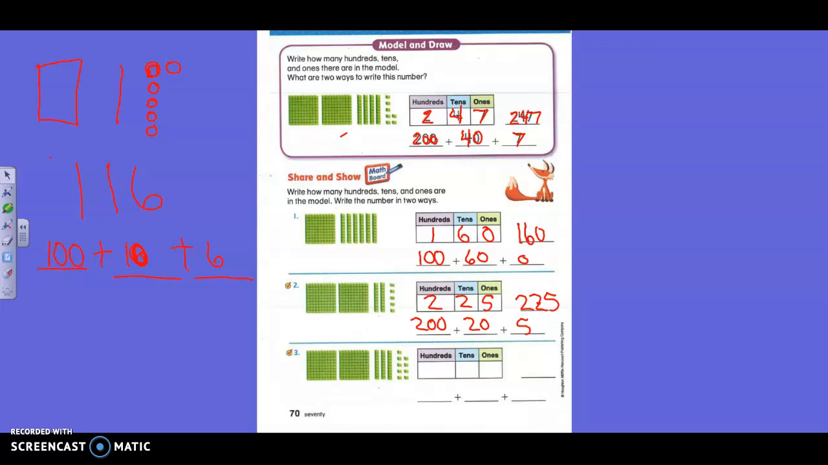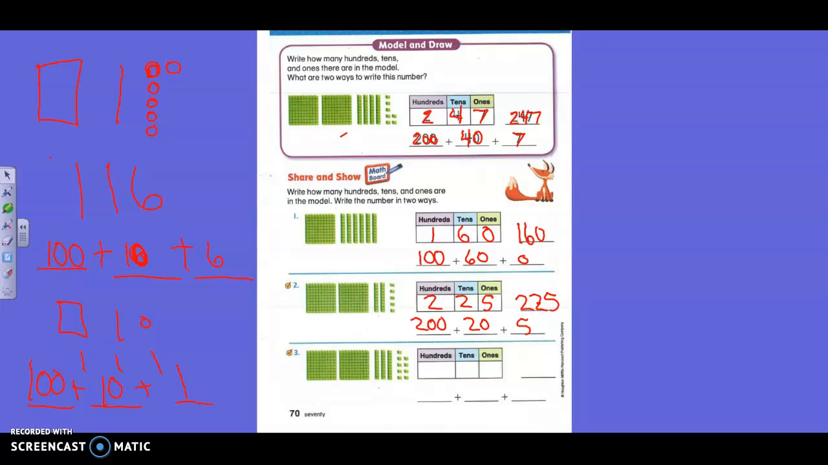If it's 12 or even 11, 111. You have a 100, you have 110, and 1 1. Does that make sense? Yes. 100 plus 10 plus 1 is 111. Okay? Got it? All right.